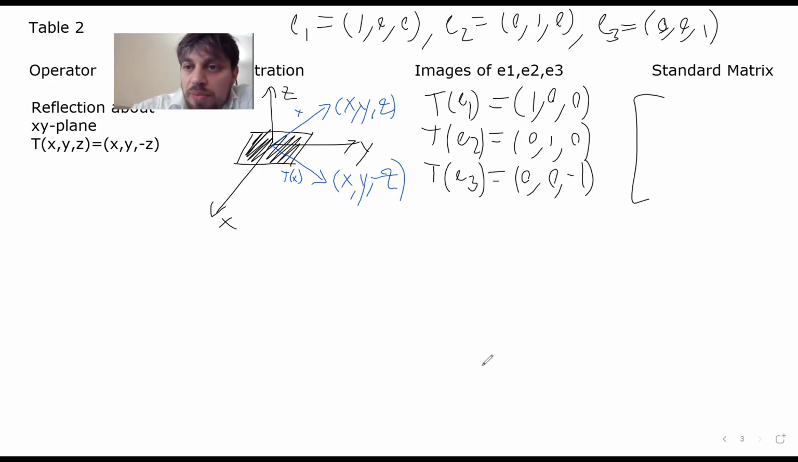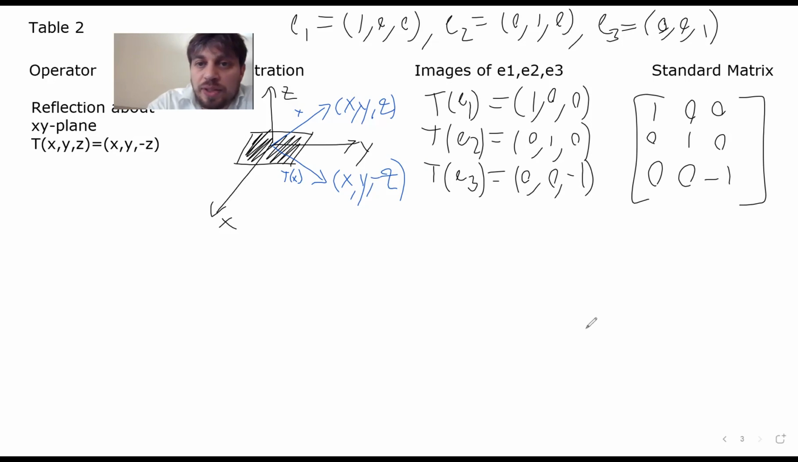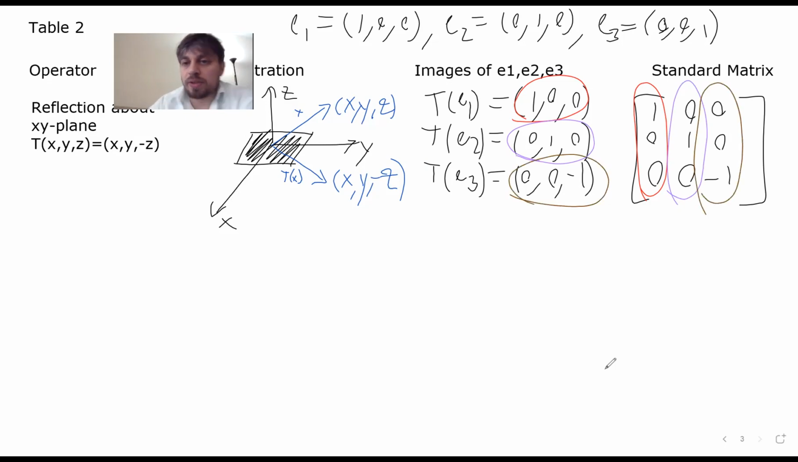And then the standard matrix is built from the images under T of E1, E2, and E3. So the first column is the image under T of E1, the second column is the image under T of E2, and the third column is the image under T of E3. So this is T of E1. This is T of E2. And this is T of E3. Those are the 3 columns in that order that form the standard matrix.